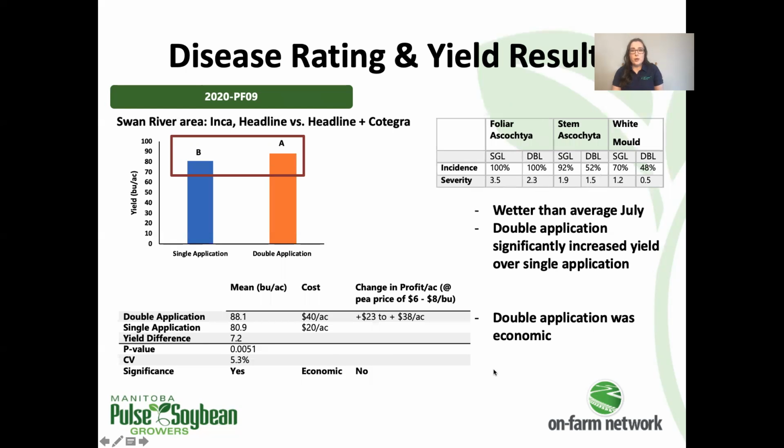And then the other Swan River area trial, like I said, also receiving higher than normal rainfall in July, also having the potential for rapid and extensive disease development throughout that month. This was comparing a single application of Headline to a double application using Headline and Cotegra. And that double application did significantly increase yield over the single application by just over 7 bushels an acre for this trial. In this case, the double application did pay for itself and then some, so it was an economically favorable outcome here.